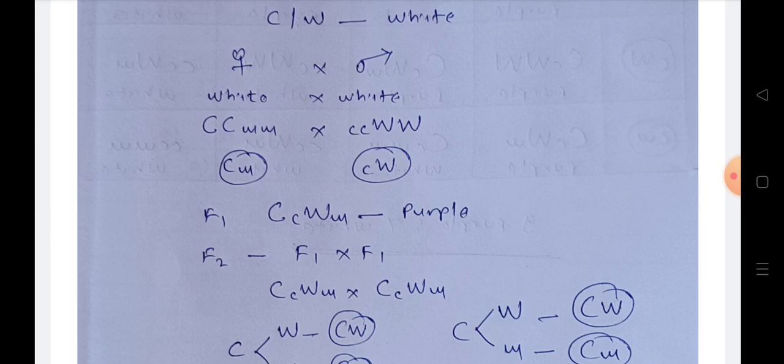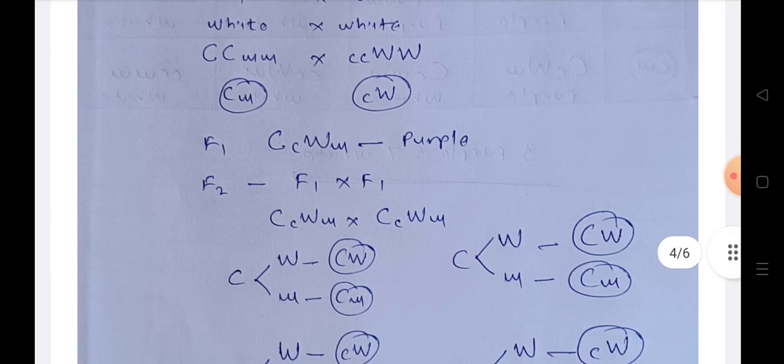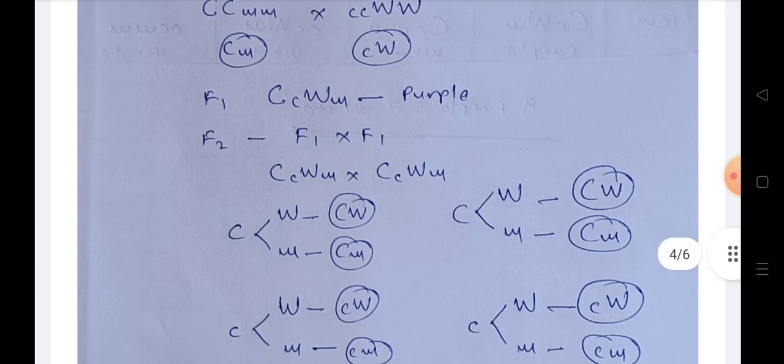Here we can observe the condition, capital C and capital W, is present. So its effect will be purple. When two dominant genes interact, they produce a different phenotype than their own. Then we can proceed to the F2 generation by crossing F1 into F1, or selfing of the F1 generation.